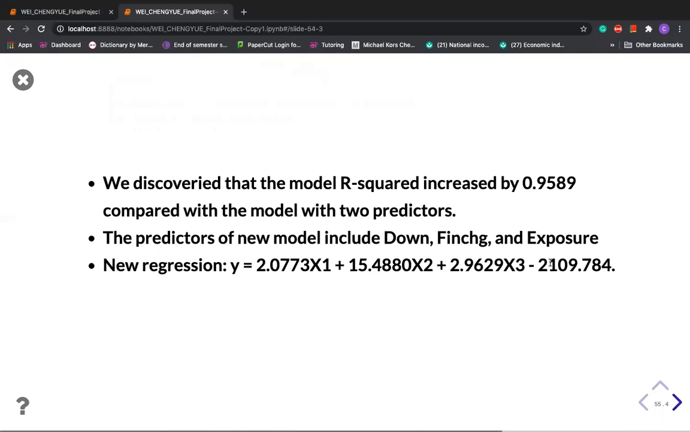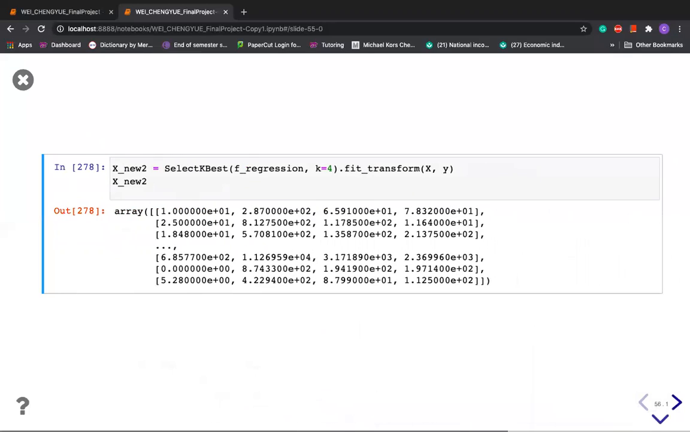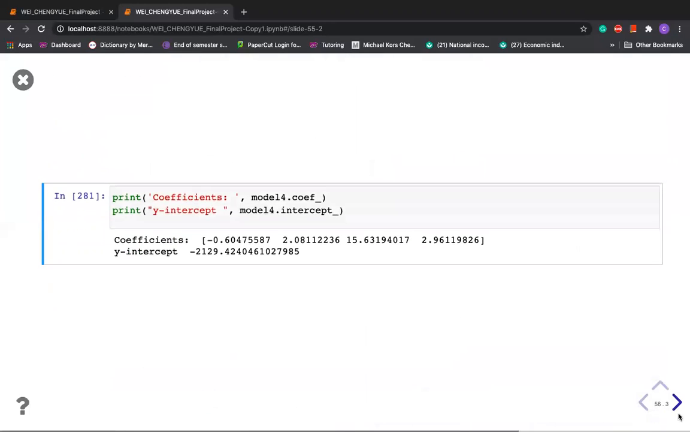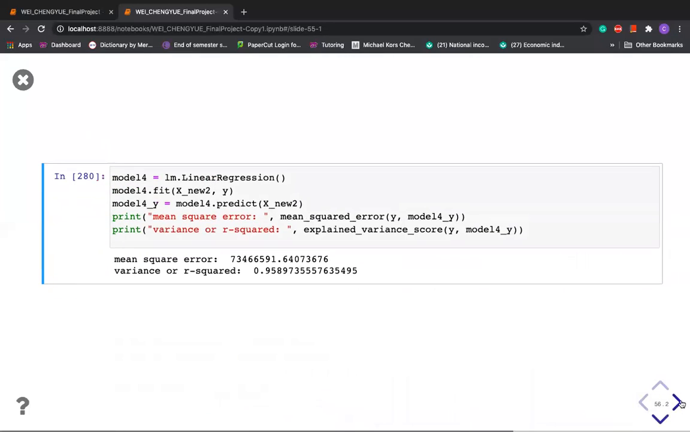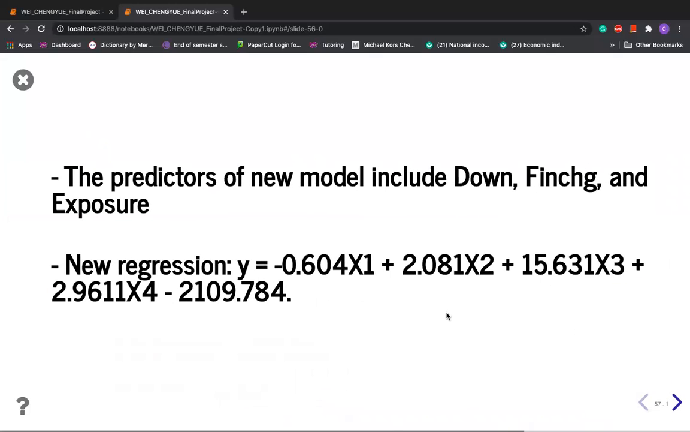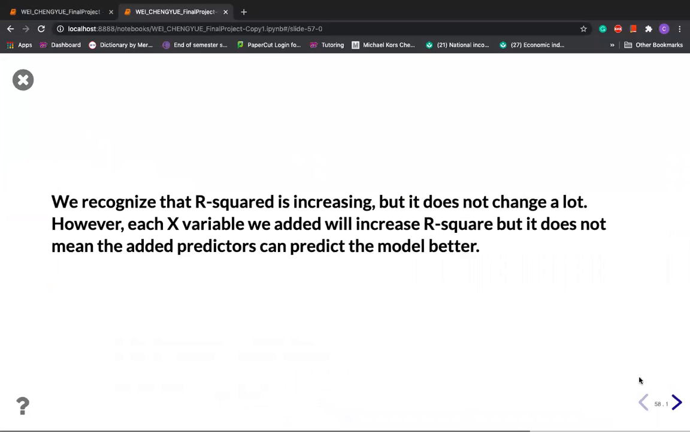And this is our new model. And then we're trying to find out the best 4 here. And this is our conclusion while we have the 4 predictors. But we find out R-square is increasing, but it doesn't change a lot while we increase the predictors from 3 to 4. However, each x variable we added will increase R-square, but it does not mean the added predictors can predict the model better.